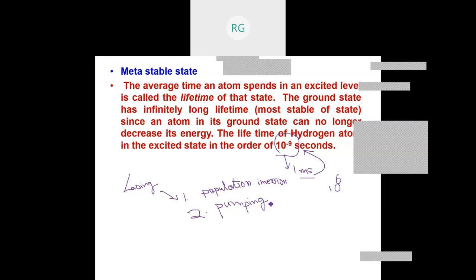Third, you require a metastable state. A metastable state is a state that has more lifetime. A metastable state is a state having more lifetime than the normal state. Hence, the foremost requirements for lasing action are three: population inversion, pumping, and a metastable state. So a metastable state is a long-lived state.